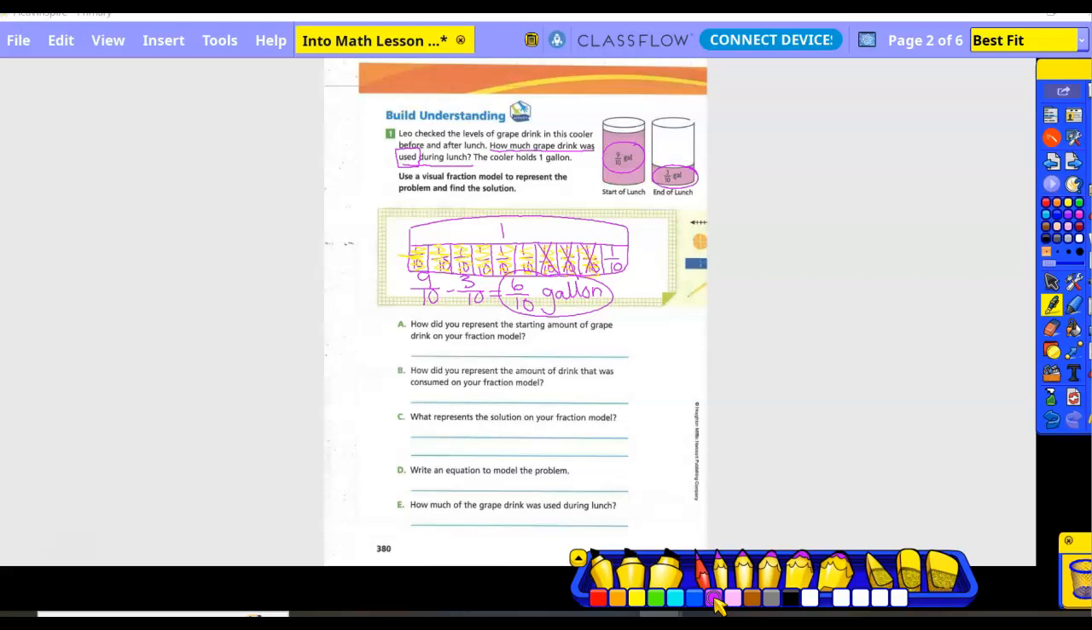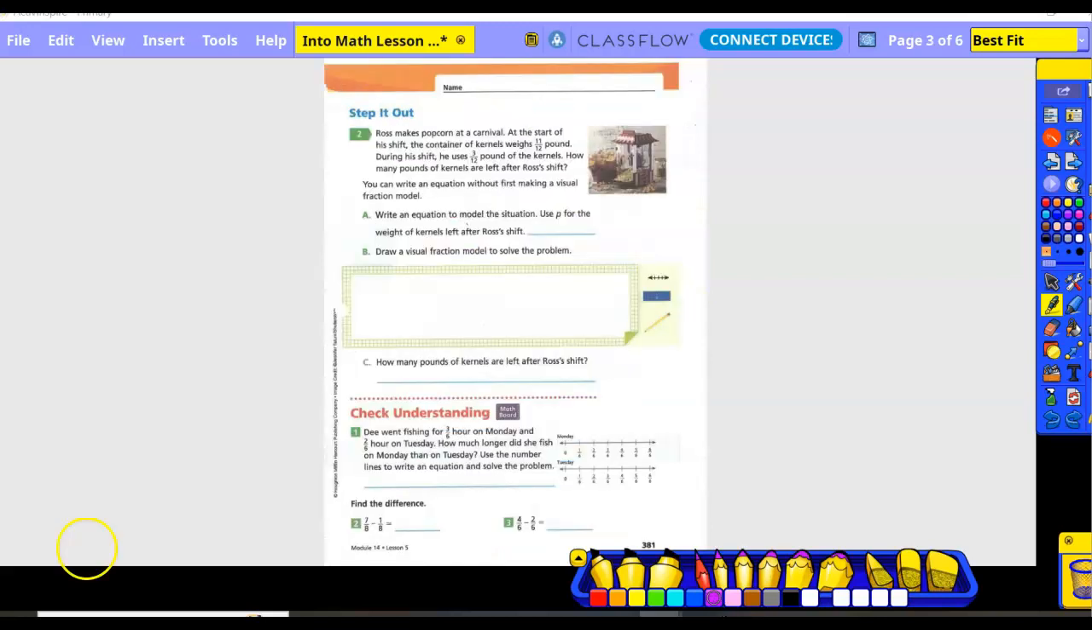Okay, write an equation to solve the problem. We did that up here already, correct? So how much of the grape drink was used during lunch? 6/10 of a gallon. Now, if I needed to simplify that, could I? Yes. What would it be simplified? 3/5, right? Step it out.